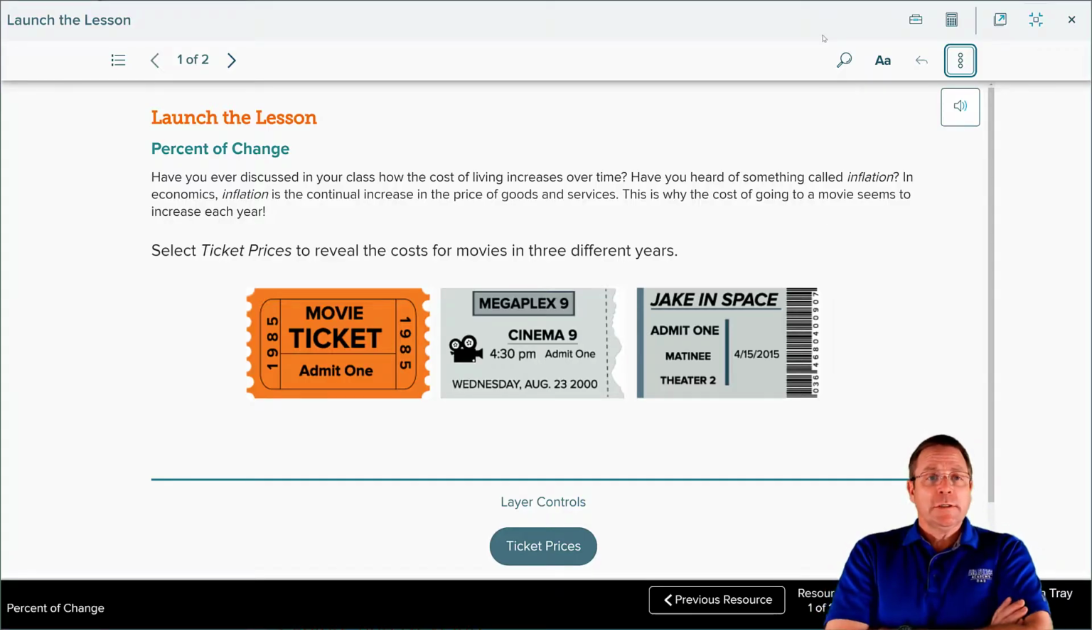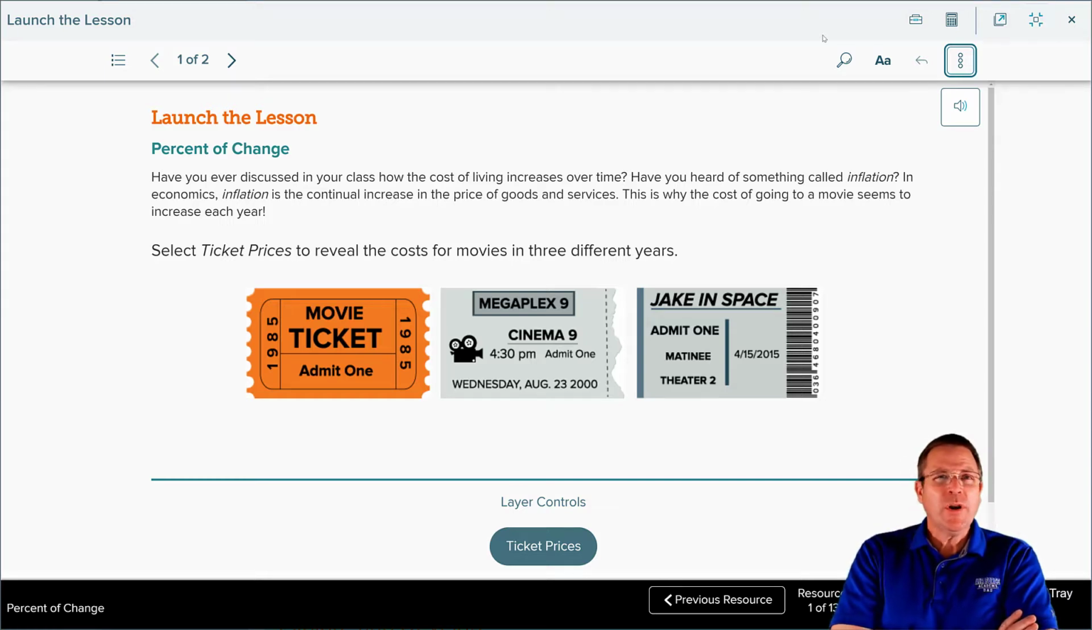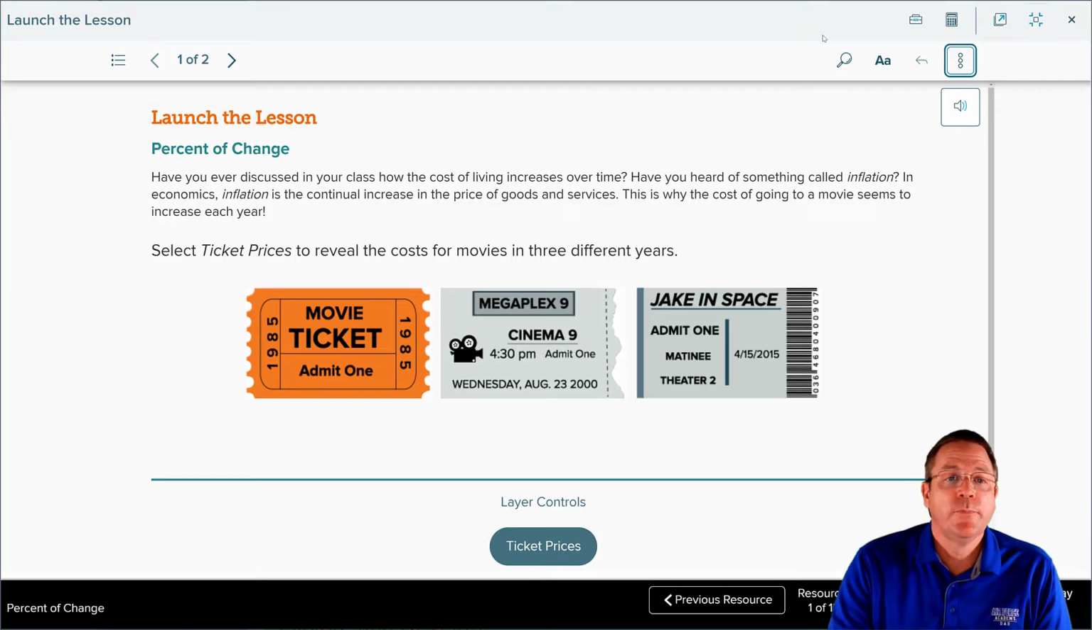Have you ever discussed in your class how the cost of living increases over time? I'm sure your folks have talked about it at home. Have you ever heard of this little thing called inflation, something we're seeing an insane amount of right now? In economics, inflation is a continual increase of prices of goods and services. This is why the cost of going to see a movie seems to increase each year.